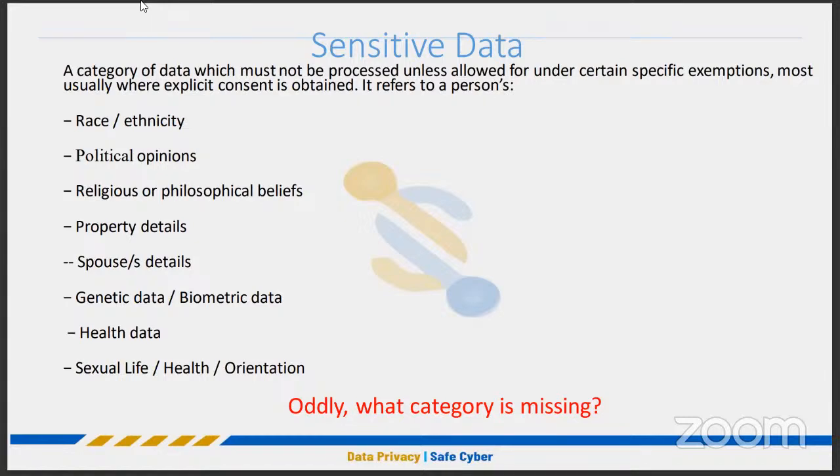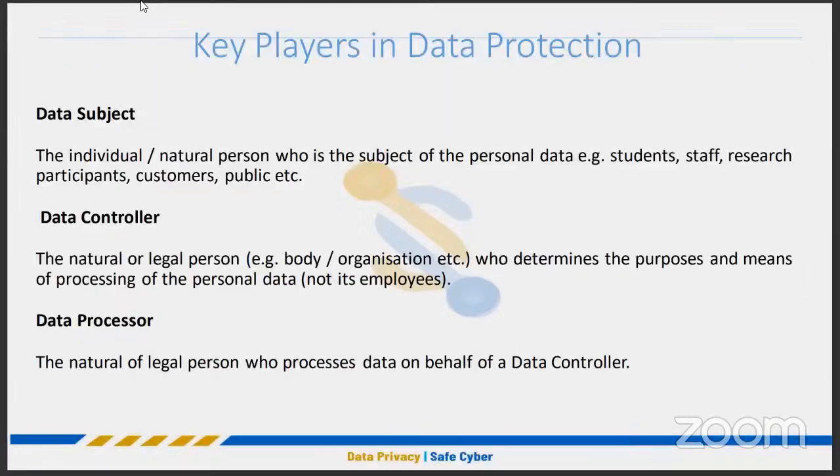Who are the key players in data protection? If you can move on, we have the data subject. This is an individual, a natural person who is the subject of personal data. This could be a student, could be staff, could be respondents in a research participation, could be your customers, could be the public. Anybody who is the subject of personal data is a data subject.